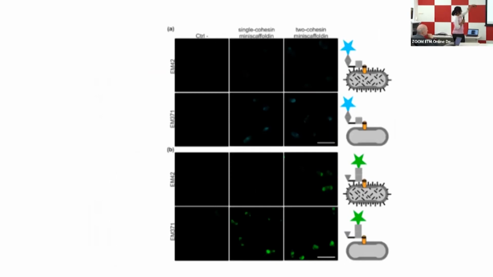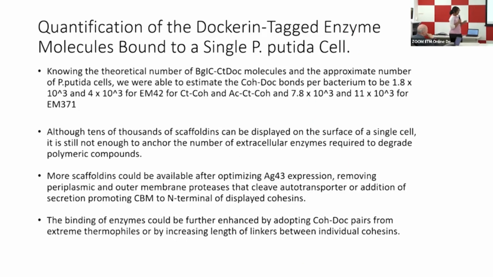So in GFP, A corresponds to the AC cohesion and B corresponds to the CT cohesion. Again, we saw that EM371 was brighter than EM42 in both cases. And we saw that the single cohesion mini scaffolding showed less brightness compared to the 2 cohesion mini scaffolding. So our final conclusion was that the CT cohesion doctrine pairing was the best, and even better than that was the cell which had both CT and AC cohesion expression.